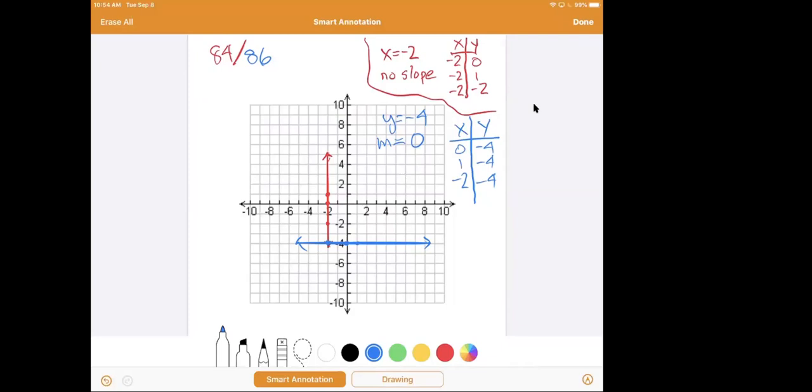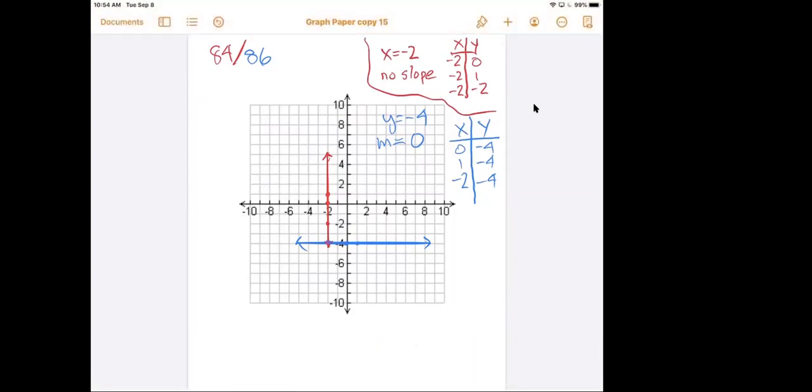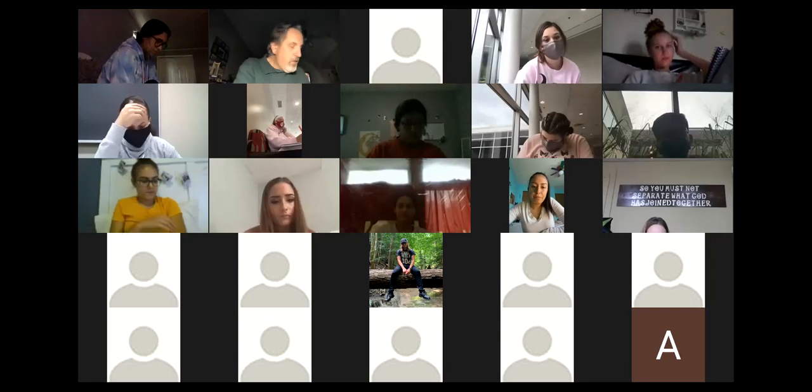Any questions over 84 and 86? Anybody? All right, so what I want to do now is look at problems 88 and 90, but I'm not going to draw them out. You should be able to look at them in your book. And we're going to talk through how we know what the equations are. It's not terribly difficult. Let me end the screen share here for a minute.